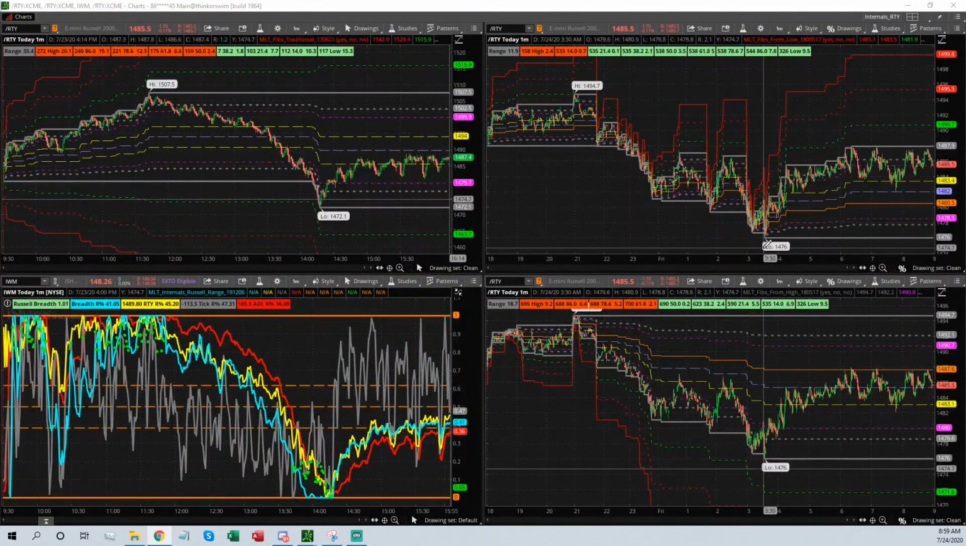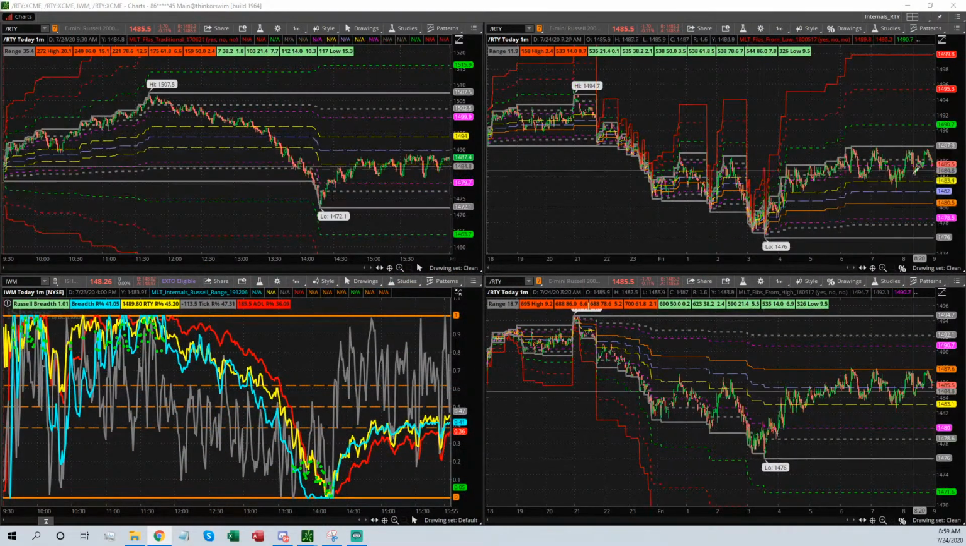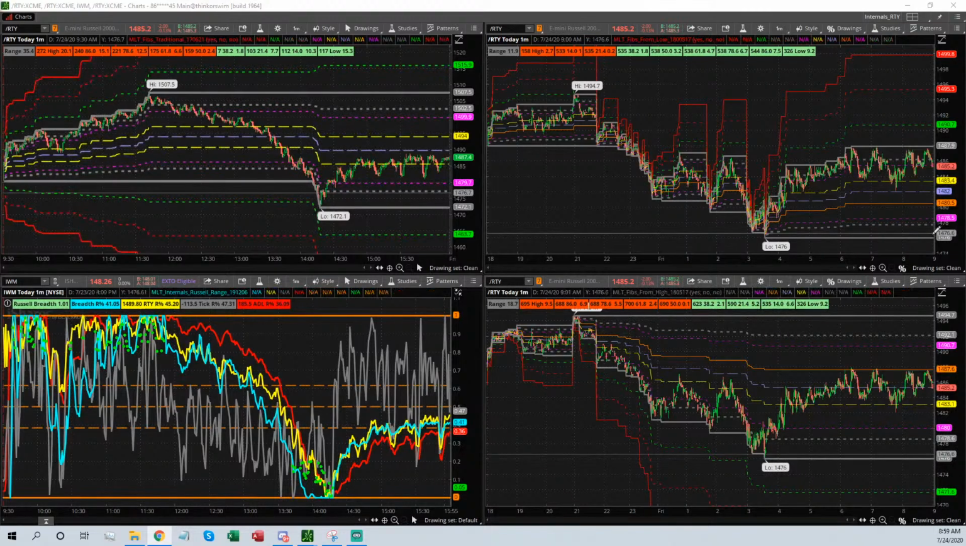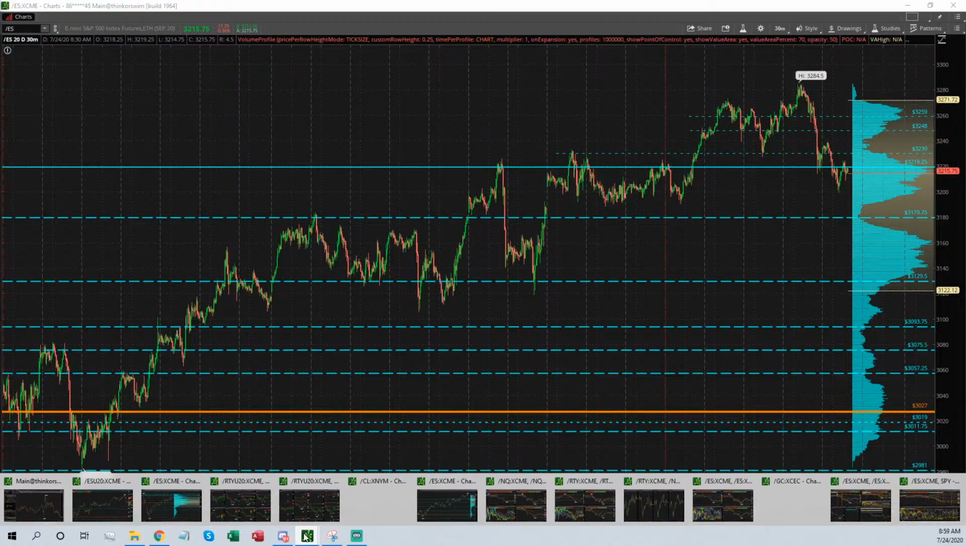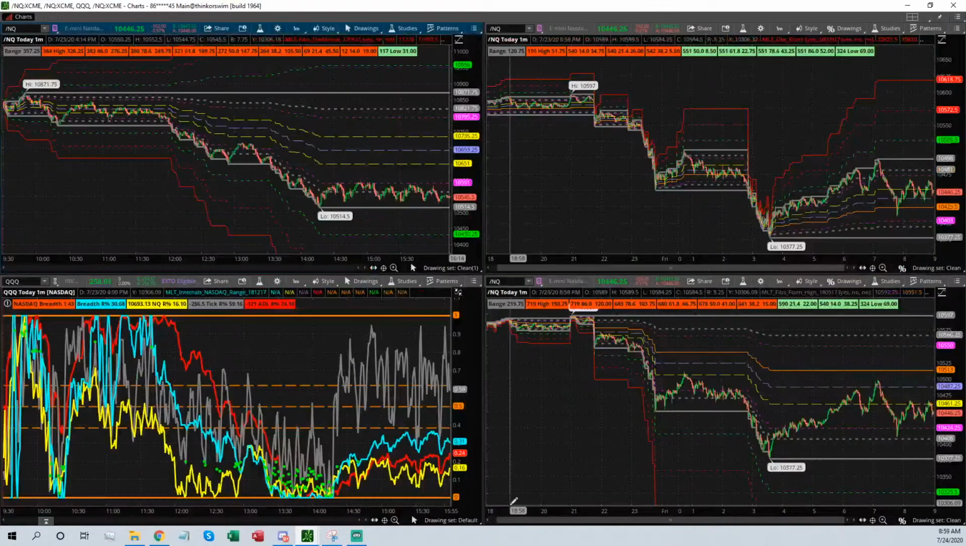Same pattern exists for the Russell, right? As we come up here, holding that, they need to take the Russell back down below 1480 half. And then we could do the same thing looking at the Nasdaq.